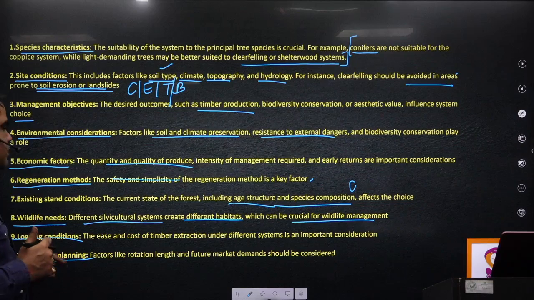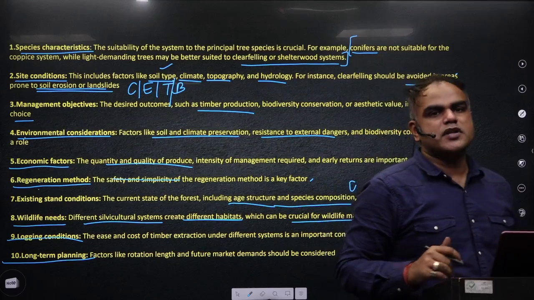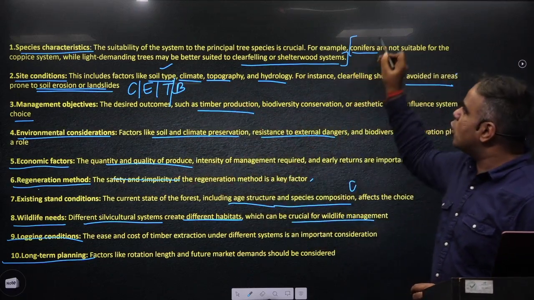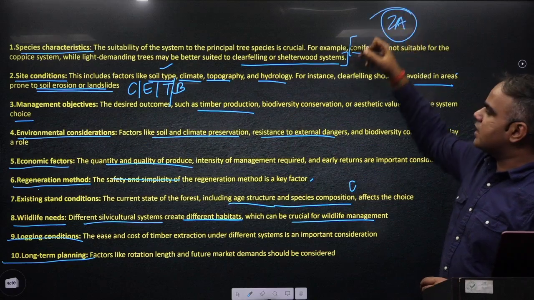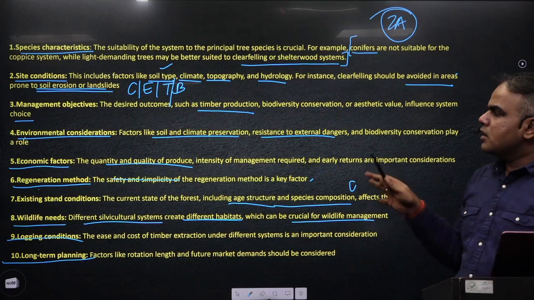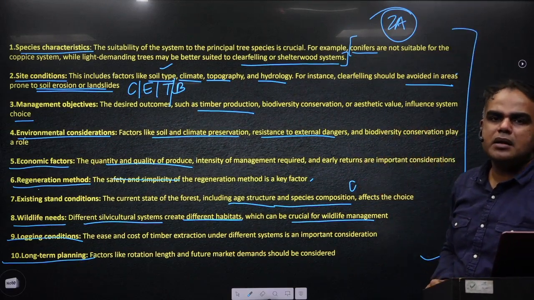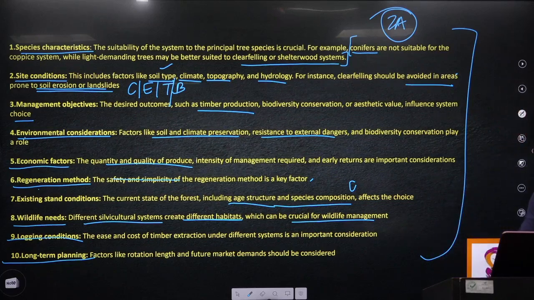And last, very important part is long term planning. Okay, so wherever if possible, and you'll see more of these points in paper 2A also. Long term planning, okay, management objectives, site conditions. Okay, but again, this will give you a lot of points on how to write this simple question. Okay, so I hope by now you have been able to understand how to attempt a question like this, right? So I hope this part is clear to you, right?